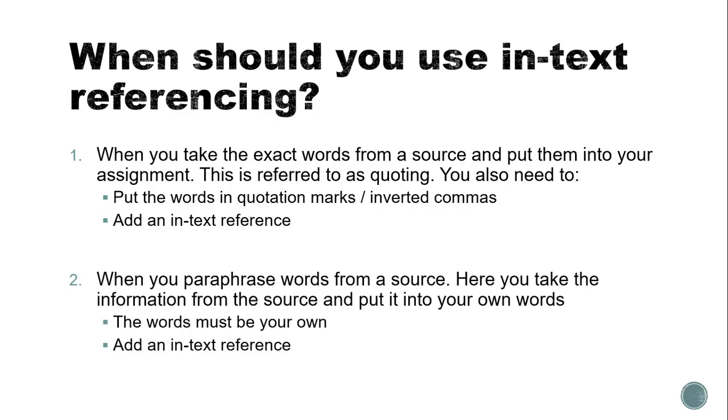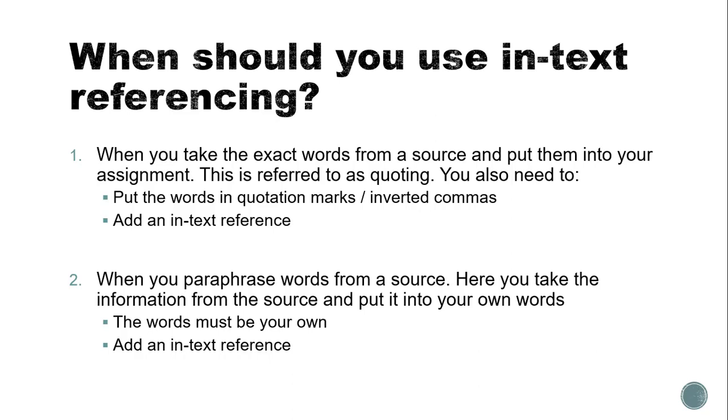The second time you might use an in-text reference is when you paraphrase words from a source. Here you take the information from the source and you put this information into your own words. When you paraphrase, the words must be your own, but the ideas or information are taken from the source. Because you're not using the exact words of the source, it is not necessary to include quotation marks, but you still need to add an in-text reference, and this is to indicate that the ideas are not your own.